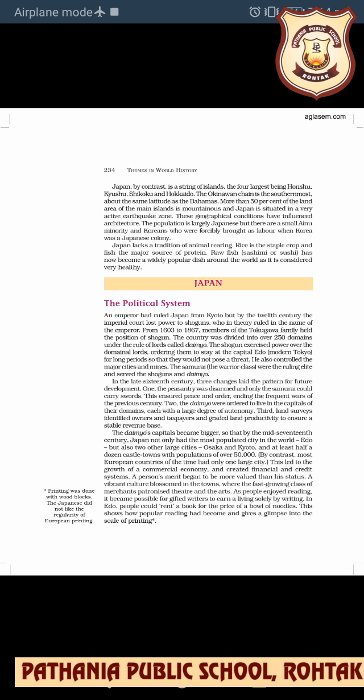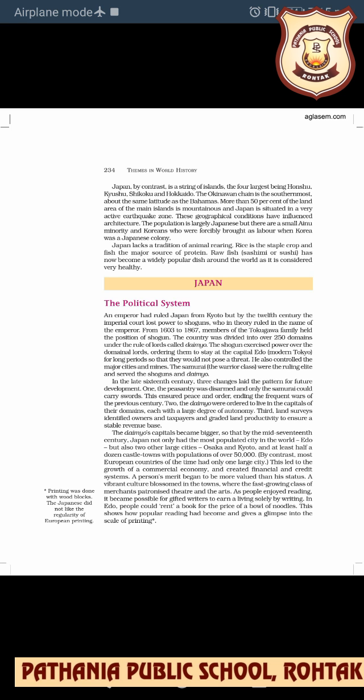Japan lacks a tradition of animal rearing. Rice is the staple crop and fish the major source of protein. Raw fish has now become a widely popular dish around the world as it is considered very healthy. So this was about China and Japan. Now we will discuss the political system of Japan. That is our next topic.